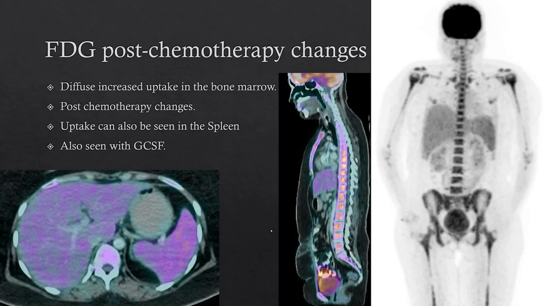Moving on to post-chemotherapy changes, which we talked about a little bit earlier, you can see diffuse increased uptake in the bone marrow, which you can see here on the MIP images and here on the fused image. You can also see increased uptake in the spleen. We consider it increased if it's increased relative to the liver. This can be seen with chemotherapy and also with GCSF.